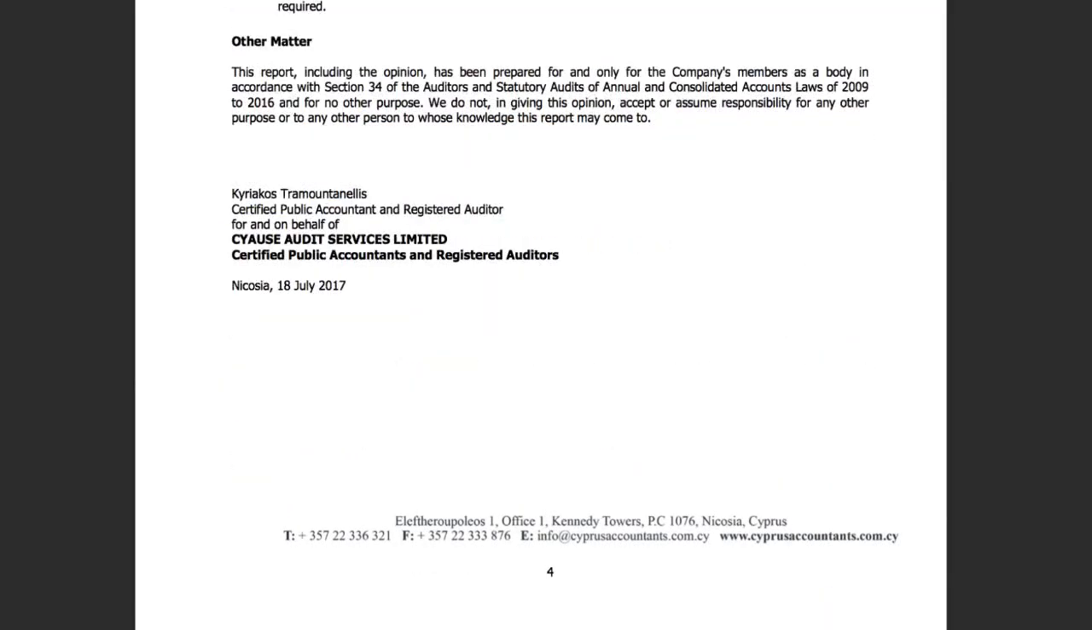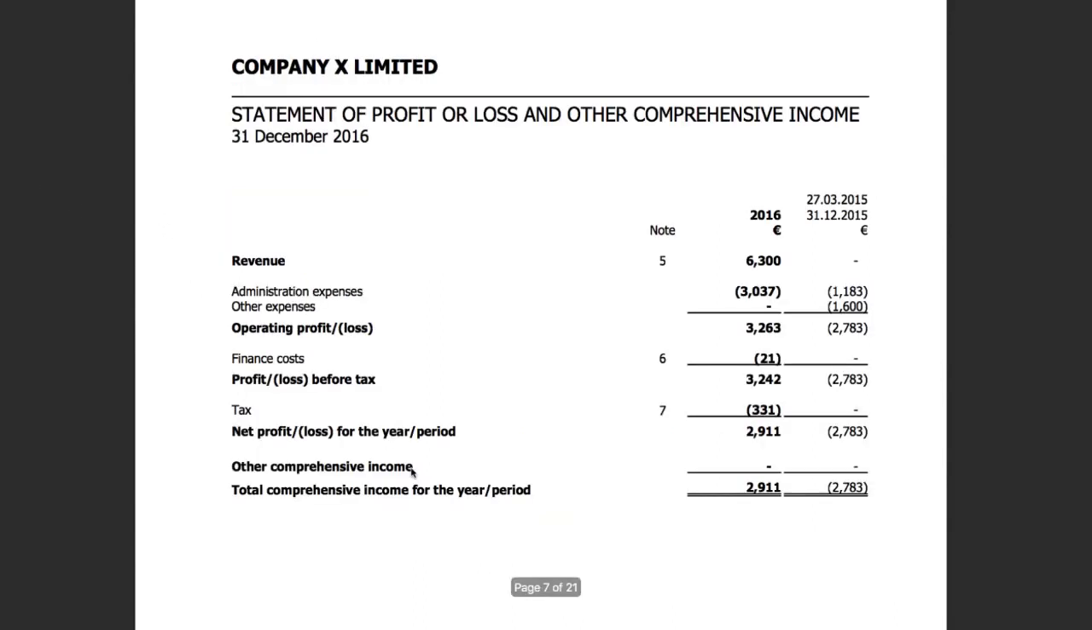At the bottom of the audit opinion, we see who the auditor in charge, the partner in charge is for issuing this opinion, and the auditor's firm. Moving on to the statement of profit and loss, which is one of the most important pages of the entire set, where we see that the company for the year has made 6,300 euros of revenue. It had some administration expenses of 3,000 euros, leading to an operating profit of only 3,263 euros, finance cost of 21, tax of 331, and at the year end this company cleared 2,911 euros.